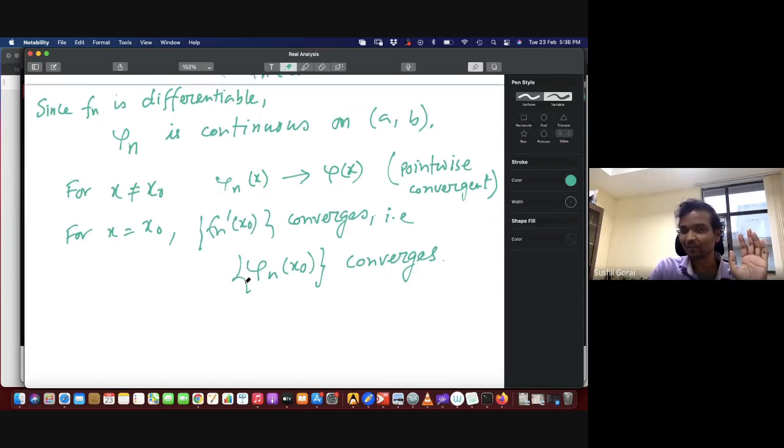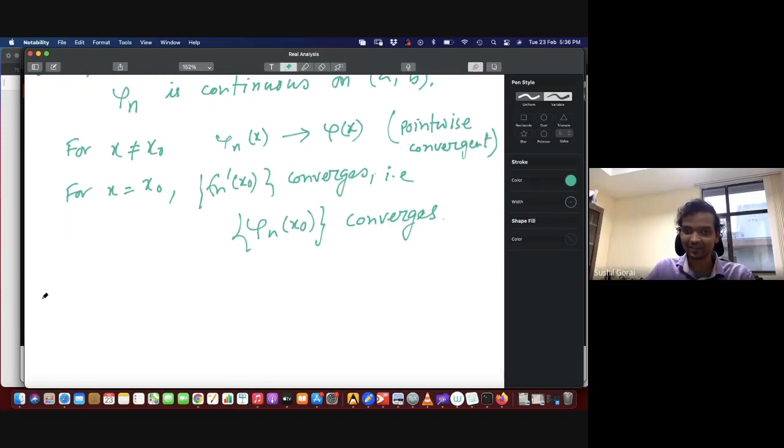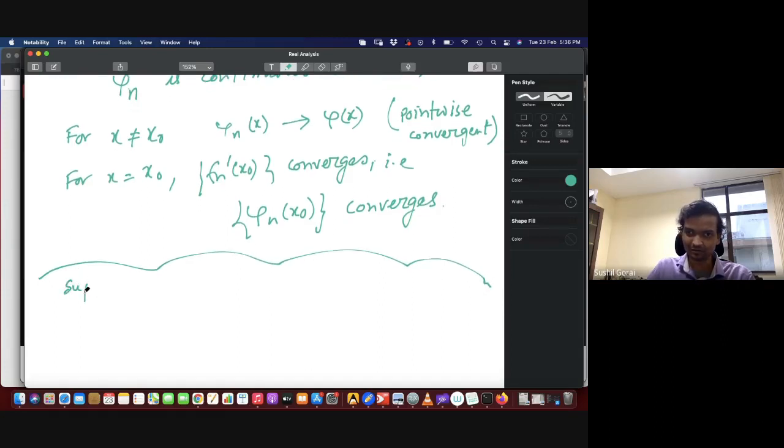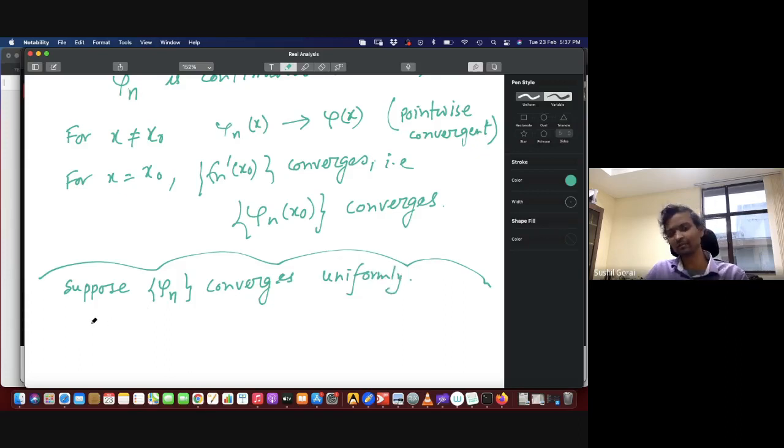My question is the following. Let me write it, so this actually would answer. Maybe not a digression, but a different way of writing the proof. Suppose phi n converges uniformly. So there will be some limit function, right? Let's say phi n converges to G. So what will be G? Is G continuous?